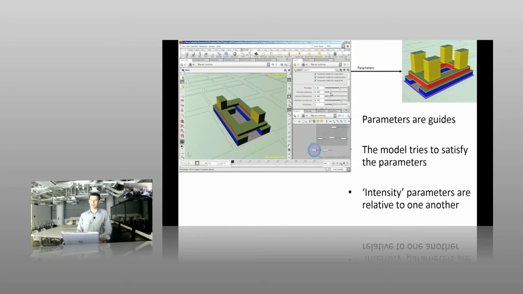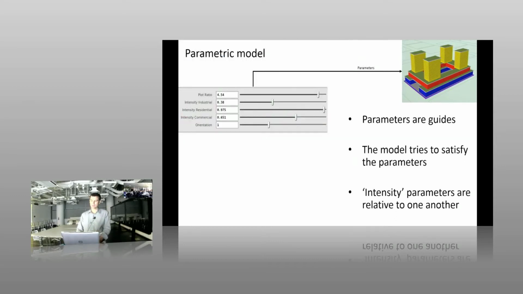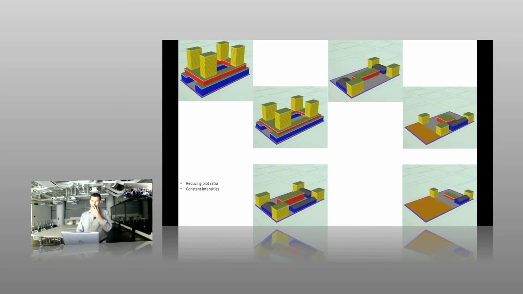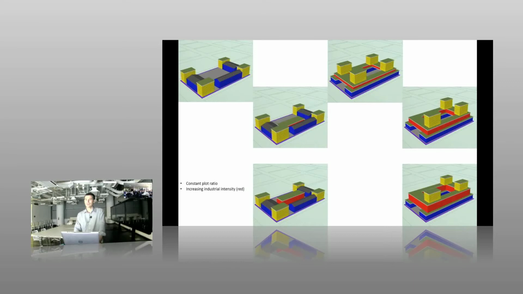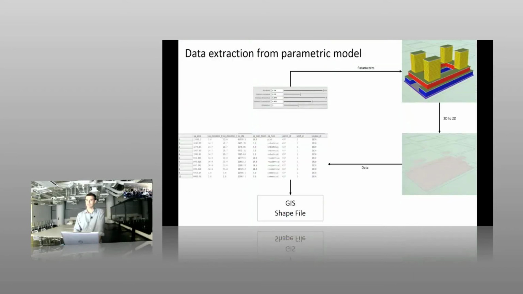changes. Or if I change the intensity of industrial functions, red is the industrial part. So if there's no industrial functions, the industry disappears. If you add industry, it adds different layers of industry. Or if you change the residential intensity, it also changes from no residential to residential, and same for commercial. So the parametric model automatically reconfigures itself to achieve these parameters. This is an example of constant intensities but different plot ratios, and then another example with a constant plot ratio but different intensities. So just changing these parameters changes the model that you generate.